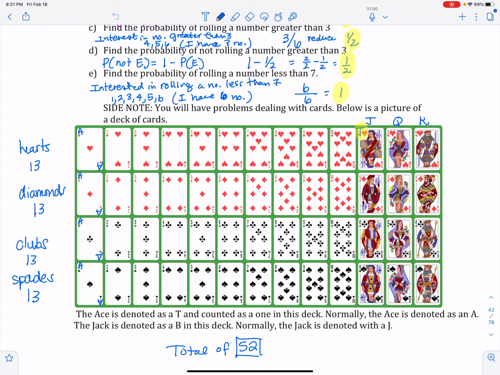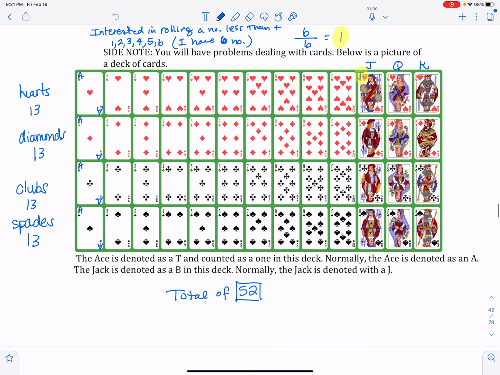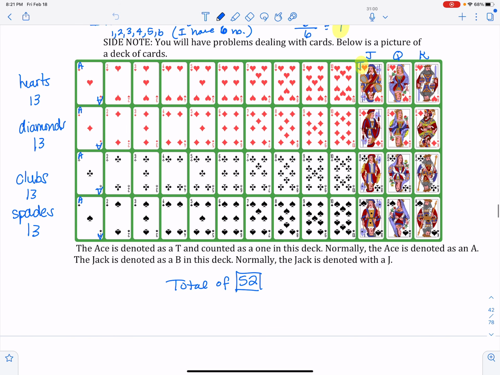There are 52 cards total, and I'm showing you a picture of them just so you can see. For instance, if I wanted to know the probability of drawing a 7, there are 4 sevens in the deck out of the 52 cards. So it's going to be 4 over 52, which reduces down to 1 over 13. On this deck, an ace is denoted as a T, so make sure you put an A on there for ace. And jack is a J, not a B, as this deck is showing.